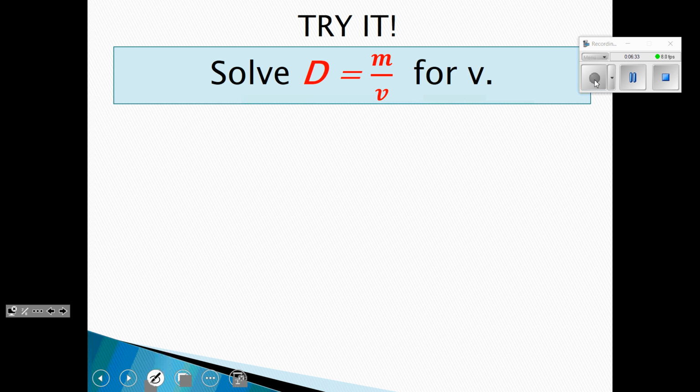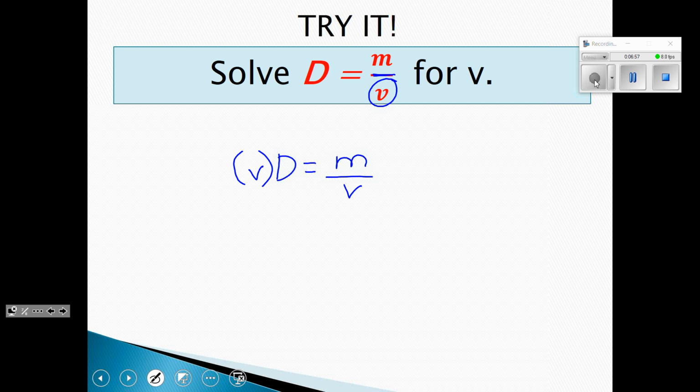Okay, solve for v. I'd like to circle v. Again, we have this fraction bar, this division bar right here. We need to get the v out of the denominator. M is being divided by v, and the opposite of division is multiplication. So we're going to be multiplying both sides by v. Now we have v divided by v, which is 1, so that cancels out. And we're simply left with m equals d times v. That could be a capital D.